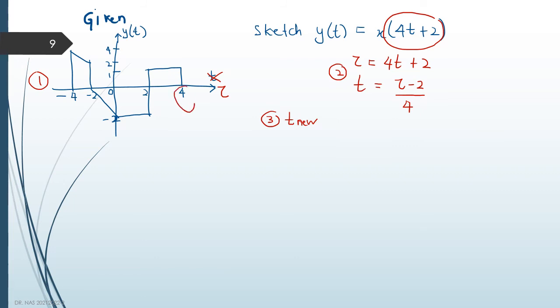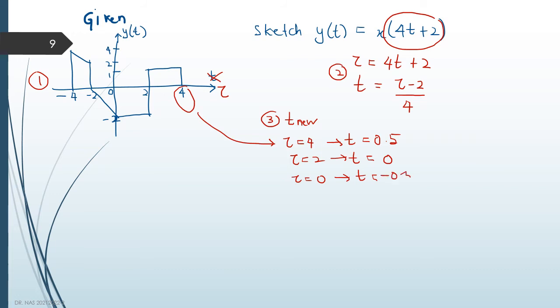Okay, so when tau equals 4, your t equals 0.5. Tau equals 2, so your t equals 0. Tau equals 0, t equals negative 0.5. Tau equals minus 2, t equals minus 1. And tau equals minus 4, t equals minus 1.5.